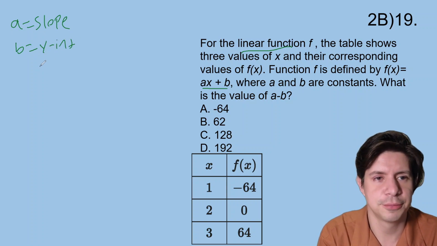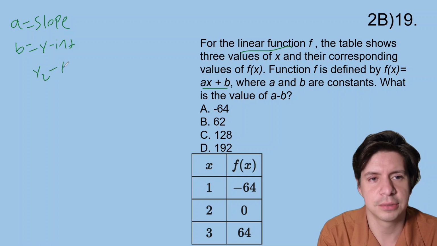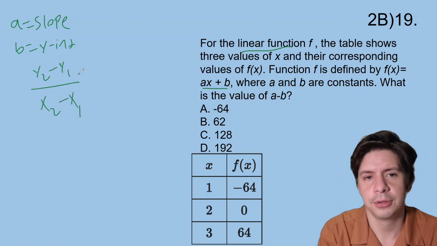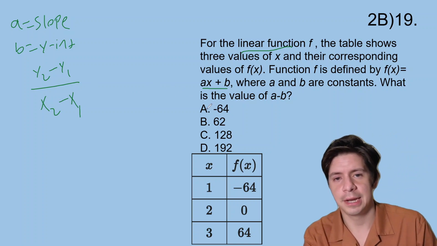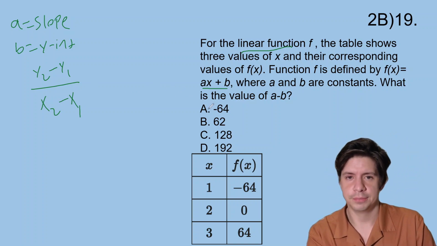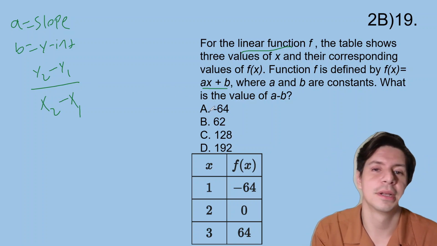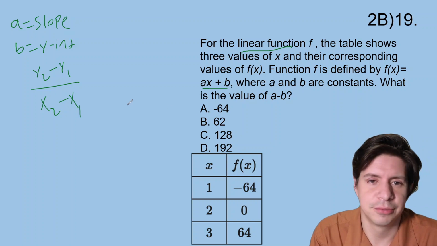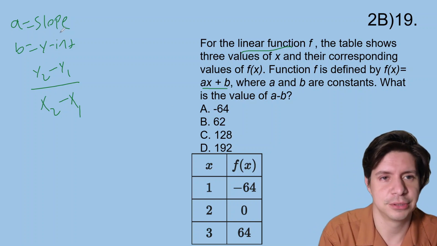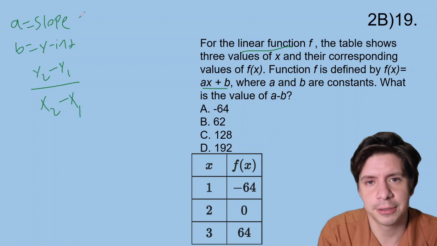To find the slope, remember the equation is y2 minus y1 over x2 minus x1. Looking at our answer choices, we see that everything is a whole number, or technically an integer. And that just lets us know we're not dealing with fractions, so the math shouldn't be too bad. Hopefully we don't need a calculator.